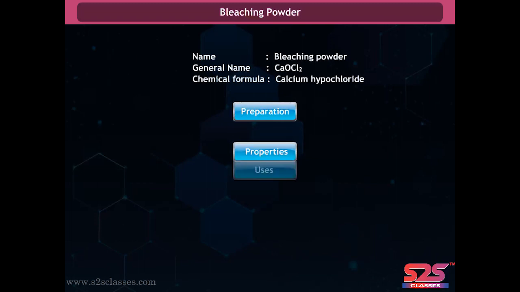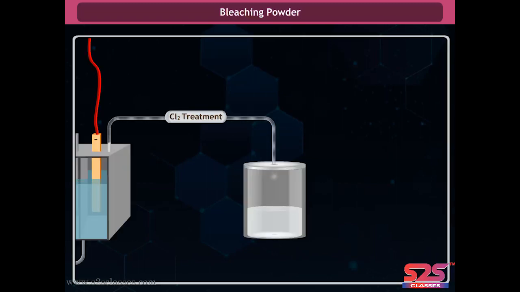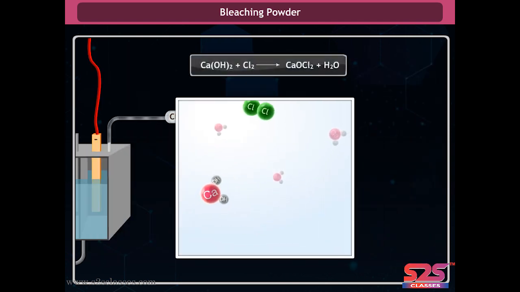Bleaching powder. The chlorine produced during the electrolysis of aqueous sodium chloride or brine is used for the manufacture of bleaching powder. Bleaching powder is produced by the action of chlorine on dry slaked lime, Ca(OH)2. Bleaching powder is represented as CaOCl2, though the actual composition is quite complex.